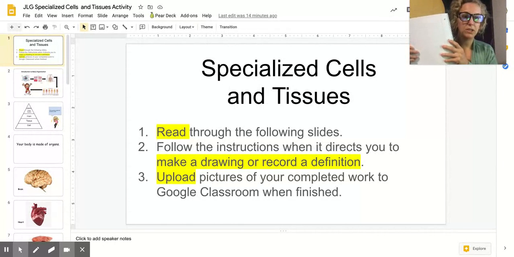There should be a post in Google Classroom called Specialized Cells and Tissues. You will upload your picture of your notes there. So let's get started.